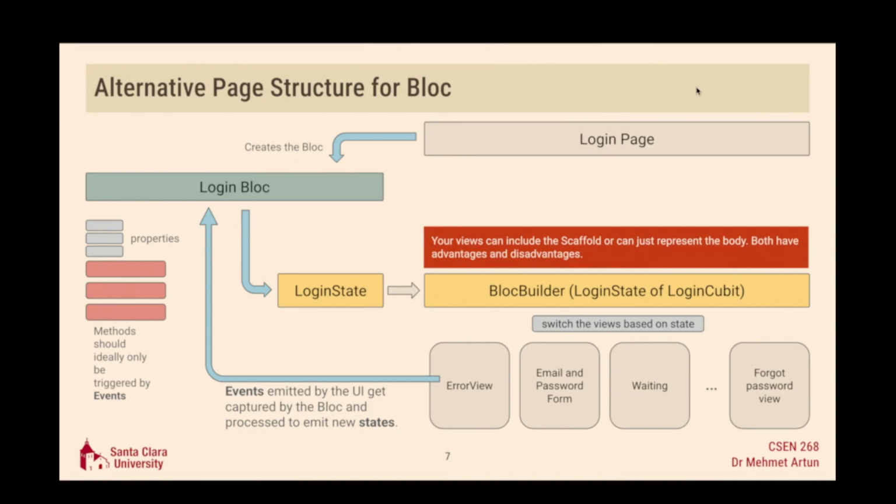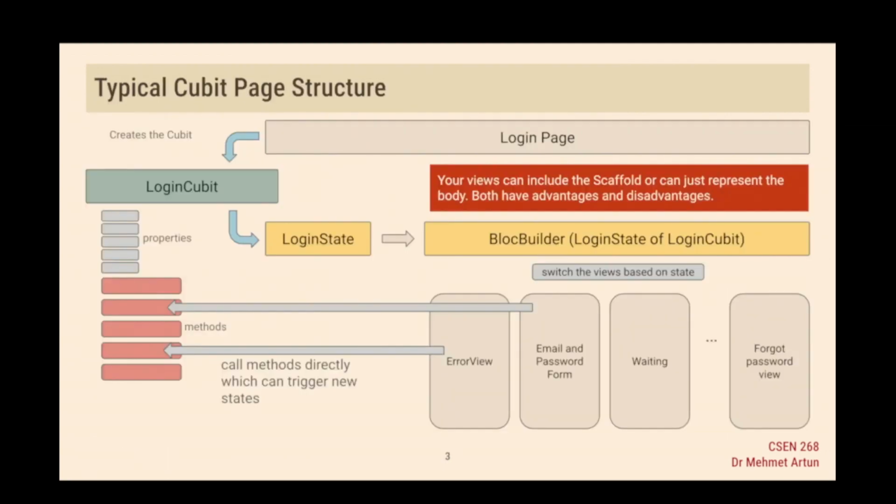Just for reference, let's go back to the qubit. Remember, the qubit is created by the login page. The qubit is created. Then it emits a login state. Then the block builder switches the views, right? And each view can call the methods of the qubit directly. This is clear, right? With the qubit.